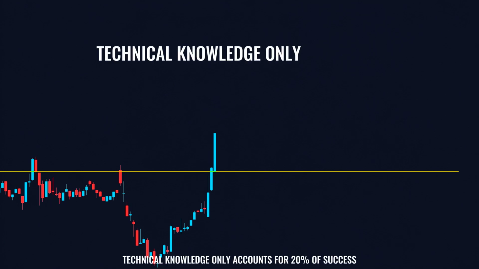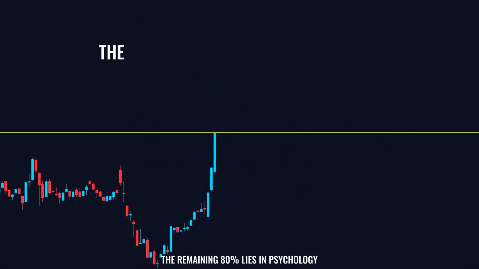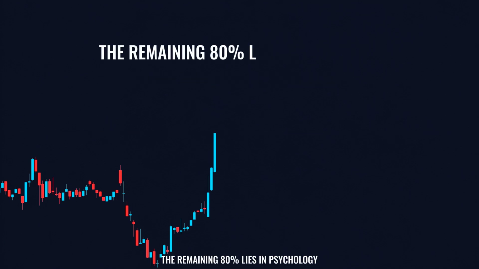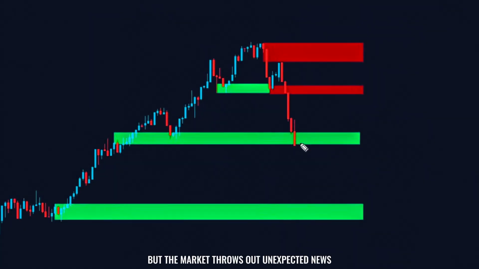Ladies and gentlemen, technical knowledge only accounts for 20% of success. The remaining 80% lies in psychology and risk management. There will be many days you analyze everything perfectly, but the market throws out unexpected news, or an anomalous money flow makes the price move entirely against your prediction. That is why the stop loss is not the enemy. It is the shield protecting the life of your account.